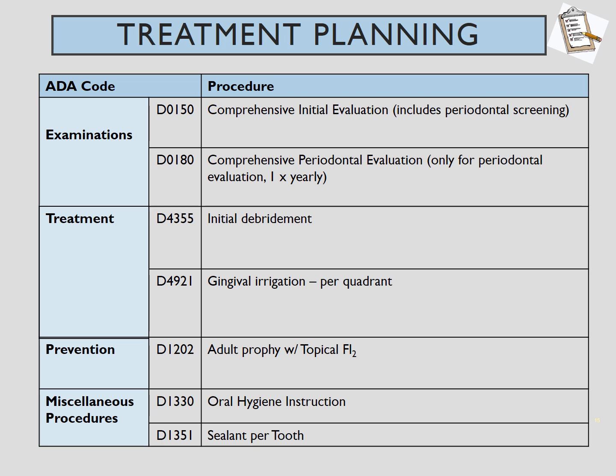When we're treatment planning for Brenda, the first thing we would do is have a comprehensive initial evaluation. We would also see her back for her periodontal evaluation. We would start with her debridement and also gingival irrigation. We would bring her back for a prophy with fluoride, give her proper oral hygiene instructions, and use sealants as preventatives for further decay.